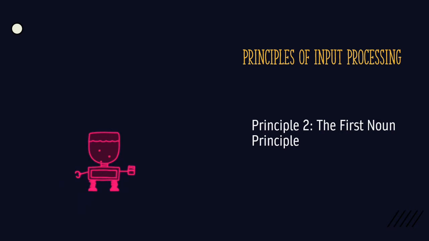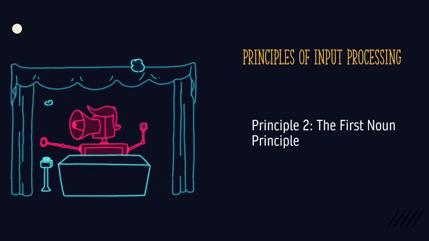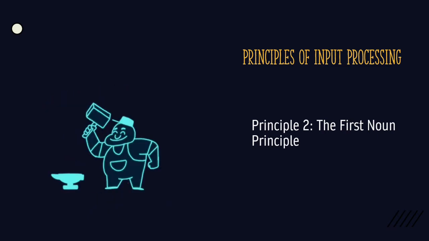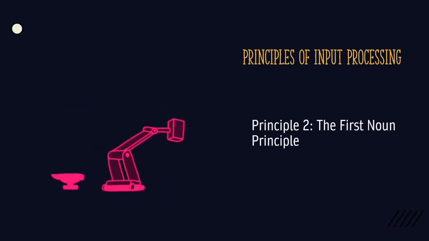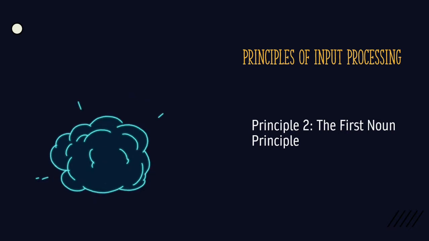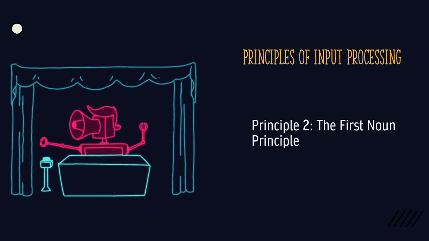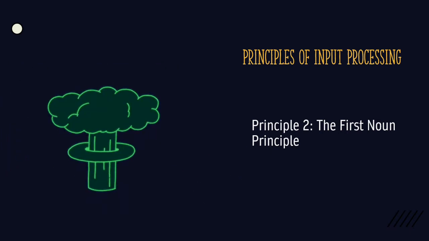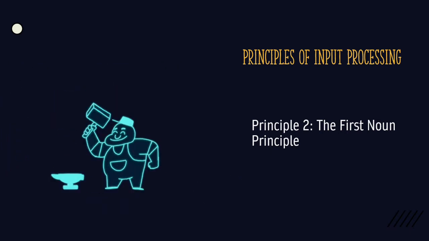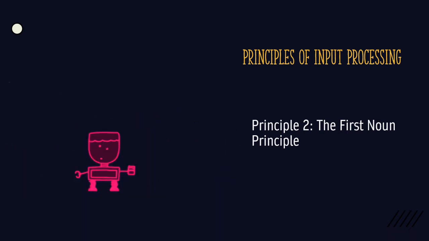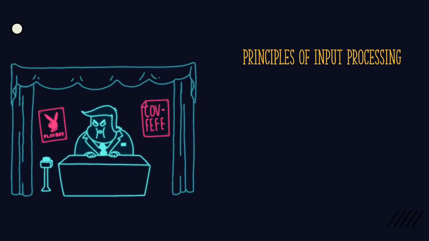The second major principle is called the first noun principle. It deals with how word order affects the processing strategies. This principle postulates that learners have a tendency to assign the role of the agent to the first noun in the sentence or the utterance even when the first noun is not the subject. Learners always tend to process the first noun in the sentence.